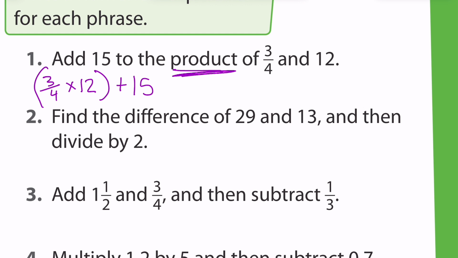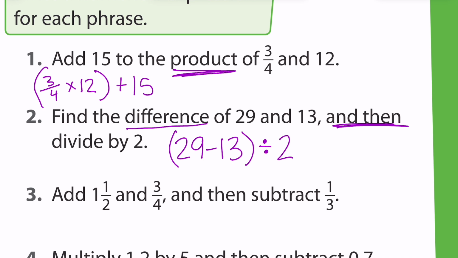Now, number 2, find the difference of 29 and 13 and then divide by 2. Remember, and then tells us we're going to need some parentheses somewhere because we have to do something first and then do something else. So we have to find the difference. Difference tells us we need to subtract. So we need to do 29 minus 13 and then divide it by 2. So parentheses, divide by 2.